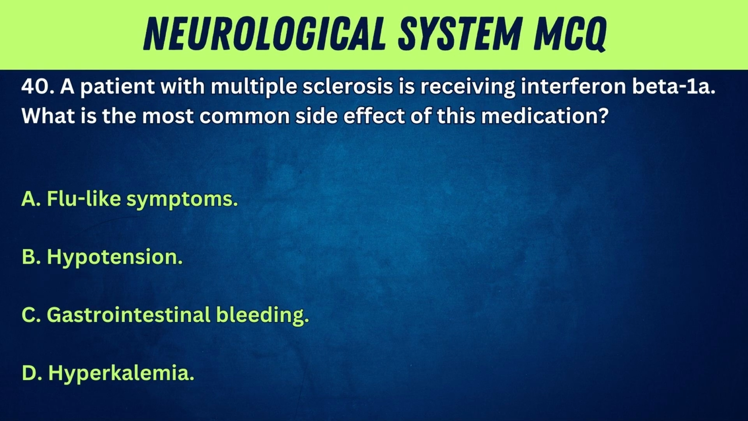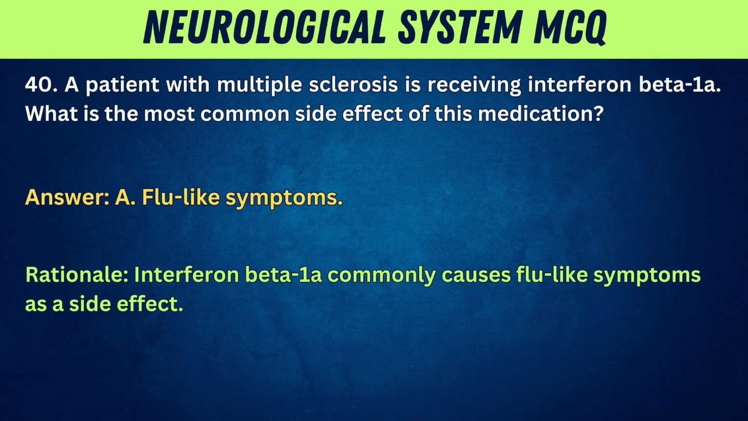40. A patient with multiple sclerosis is receiving interferon beta-1a. What is the most common side effect of this medication? A. Flu-like symptoms. B. Hypotension. C. Gastrointestinal bleeding. D. Hyperkalemia. Answer: A. Flu-like symptoms. Rationale: interferon beta-1a commonly causes flu-like symptoms as a side effect.